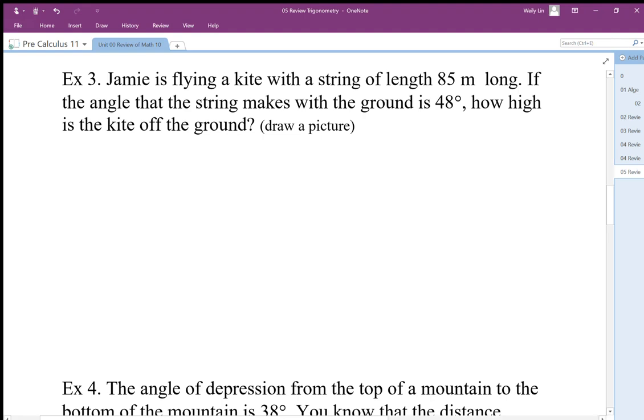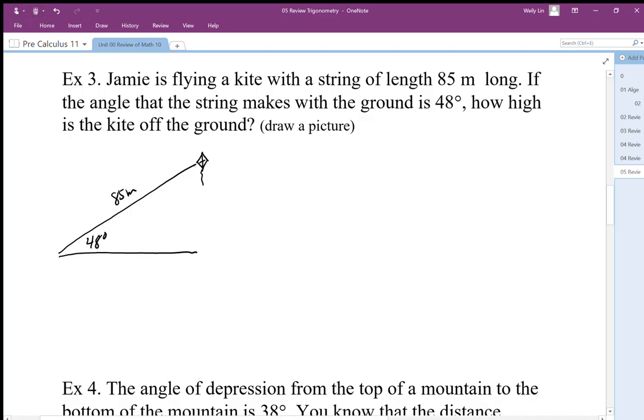Jamie's flying a kite. The string is 85 meters long, and the angle the string makes is 48 degrees. So we've got a really long string here that makes an angle of 48 degrees with the ground. So there's our kite. And we want to know how high it is off the ground.